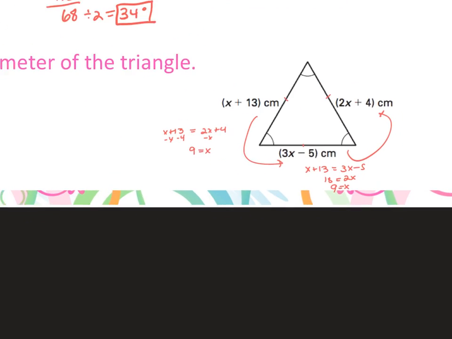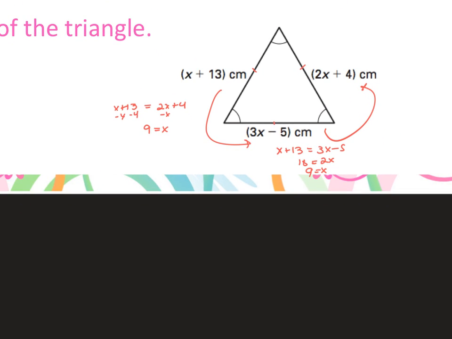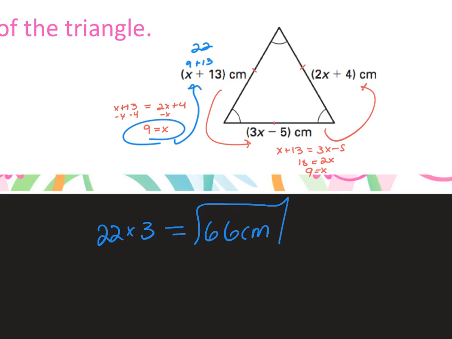Then it says, what's the perimeter? For the perimeter, we add up all the sides. To find one of the sides, I take that 9 and plug it in. One side is 9 plus 13, or 22. And there are 3 of those, so 66. Good. And it gave you a unit this time, 66 centimeters.